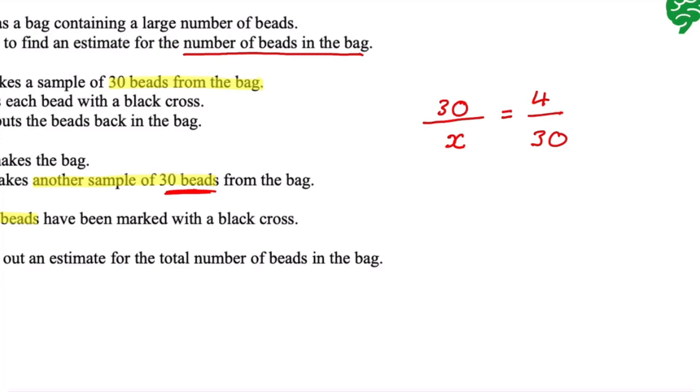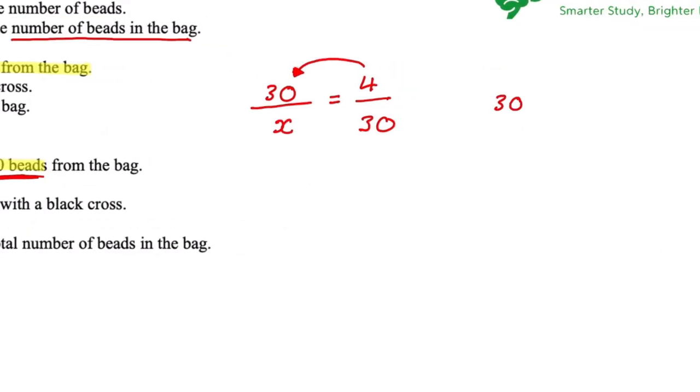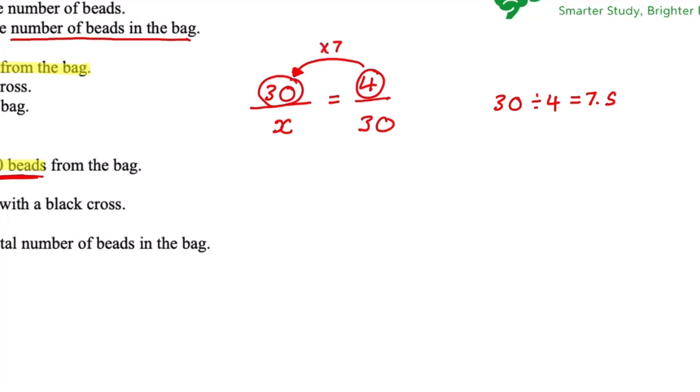Now as you can see, we've got equivalent fractions here. We just need to make the fractions equivalent. If we're going from 4 to 30, how do we get there? We need to multiply by something to get from 4 to 30. If it's a non-calculator paper, all you need to do is the bigger number divided by the smaller number. So all you would do is 30 divided by 4, and that gives you an answer of 7.5. So to get from 4 to 30, we have to multiply by 7.5.